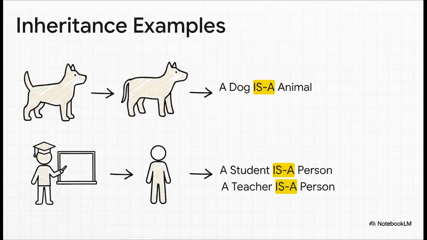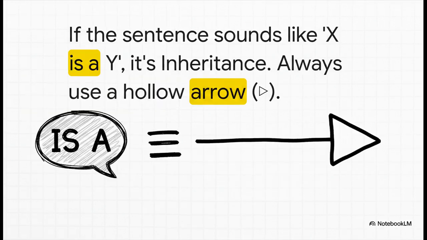And you can already see how intuitive this is, right? Just say it out loud. A dog is an animal. Yep, makes sense. A student is a person. Of course. If the sentence works, if it sounds right, it's inheritance. Simple as that. And here's the little memory trick to just lock it in your brain. If you can say "is a," you draw an arrow. That's it. "Is a" equals arrow.